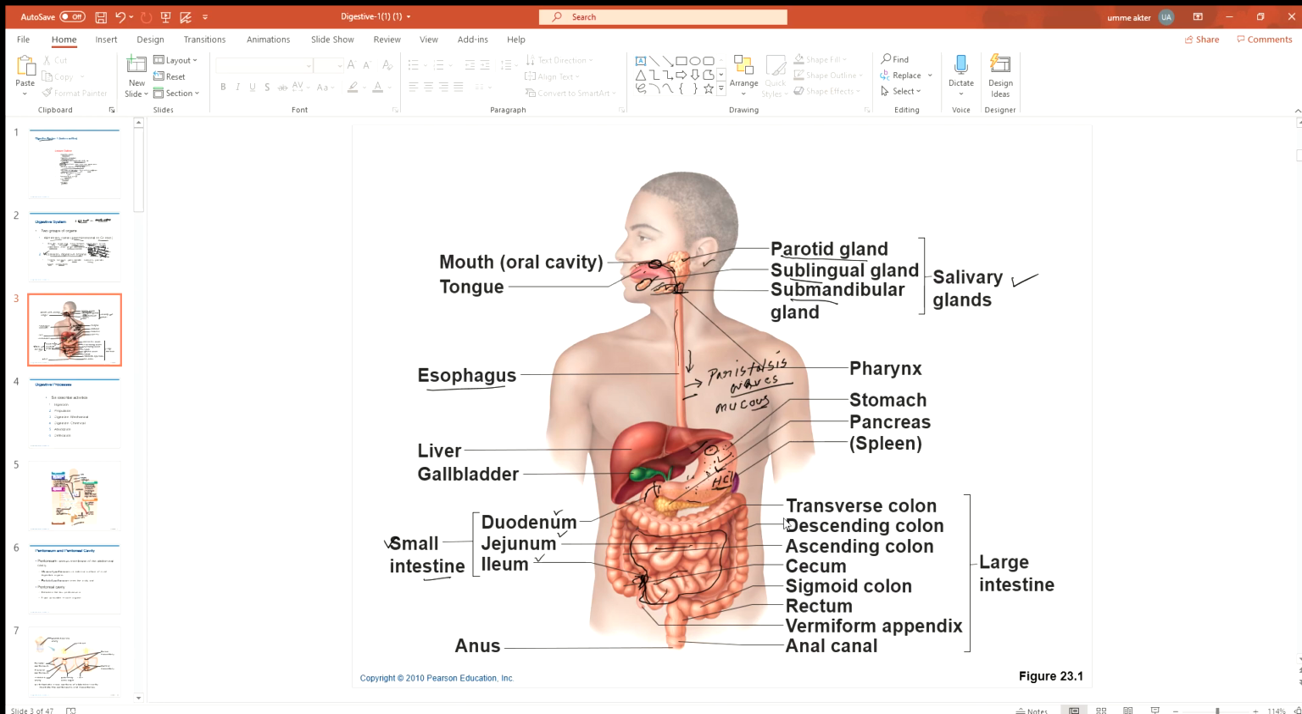Okay, then from here the large intestine starts. The first part of the large intestine is called the cecum. Okay, cecum. And you see a tiny finger-like or worm-like structure is attached to the cecum, that is called the appendix, also called vermiform appendix. Vermiform means worm-like.